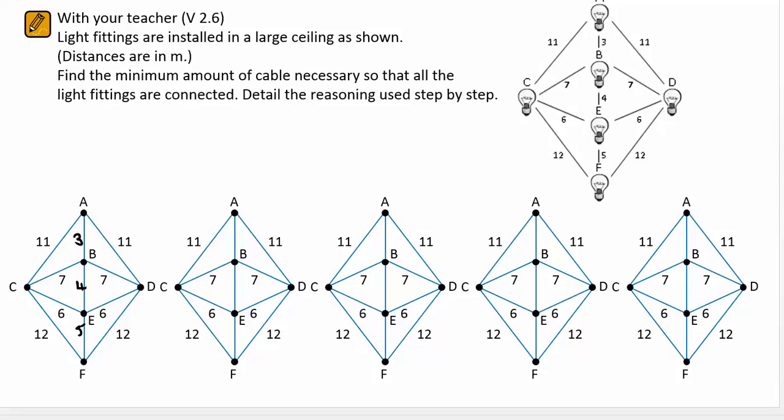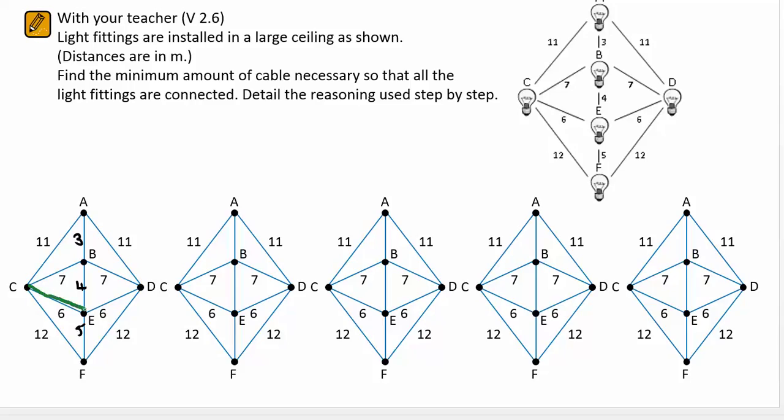In V2.6, you're asked to use Prim's algorithm in order to work out the minimum amount of cable, so all these light fittings are connected. Now, you can detail this step by step. I tend to find it easier myself just doing it all at once. Now, I'm going to start at point C.